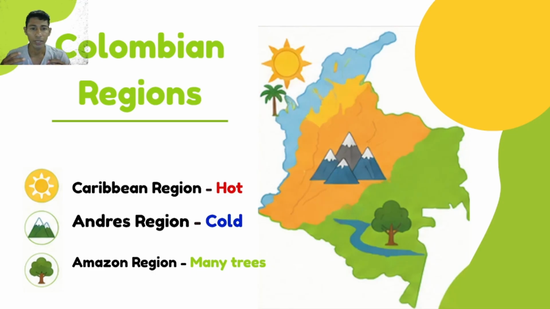CLIL can also be integrated into social studies. Students compare Colombian regions by describing the climate, typical food, landscape, traditions, and economic activities of each region, with the support of maps, pictures, and graphic organizers. They learn the content while expanding their English vocabulary and developing communication skills.